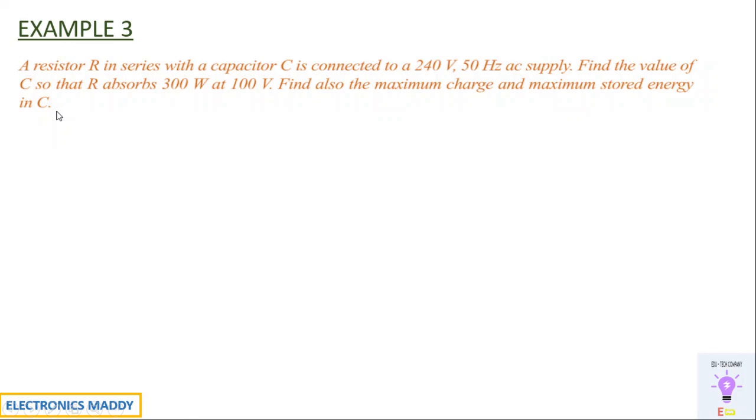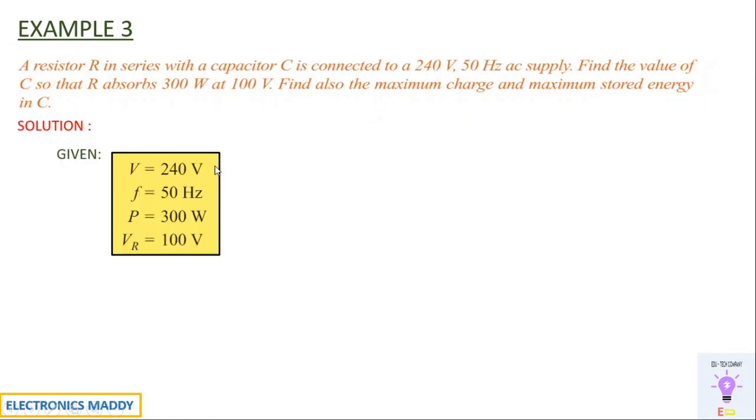This is a very different problem. The type of questions asked with this problem is also different. They've asked us to find the value of C so that R absorbs this particular power. That means they've given us the power indirectly, and they've given the voltage corresponding to that power. They've asked us to find the maximum charge. So only if we know the value of C will we be able to proceed further.